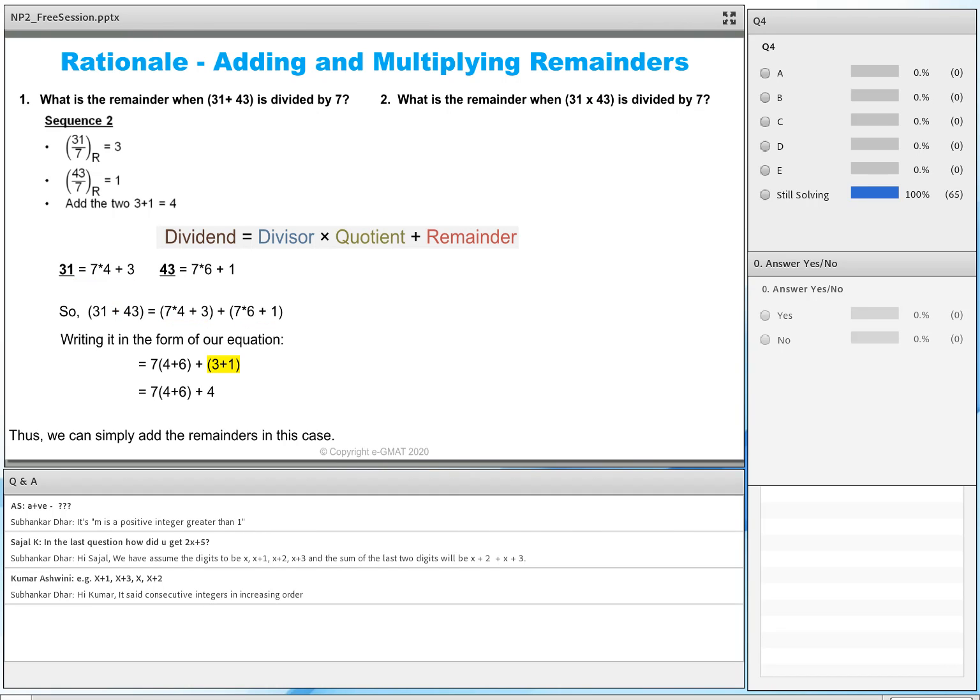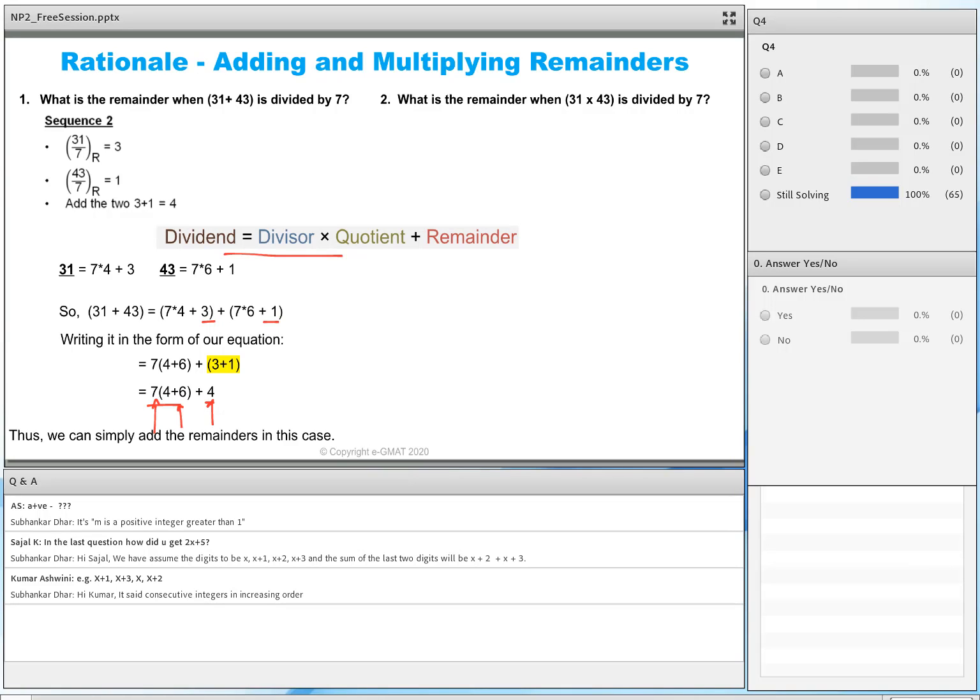Now, in both these parts, you have a 7 common. So when you take the 7 common, what do you get? You get 7 times 4 plus 6 plus 3 plus 1, which is 7 times some number plus some number, again in the same format. Dividend is equal to divisor, which is 7, times quotient, which is 10, plus remainder, which is 4. One very important thing to note again here is you need to ensure that the remainder is less than the divisor. That is 4 is less than 7, so I'm perfectly fine with that method.